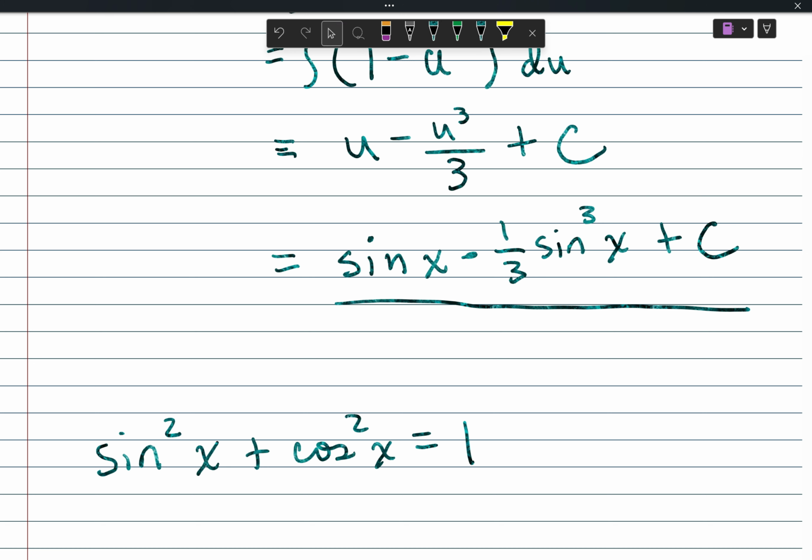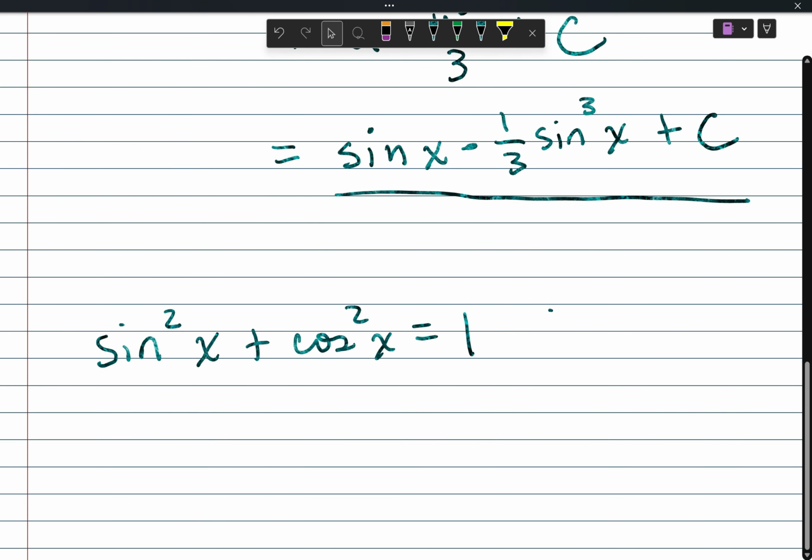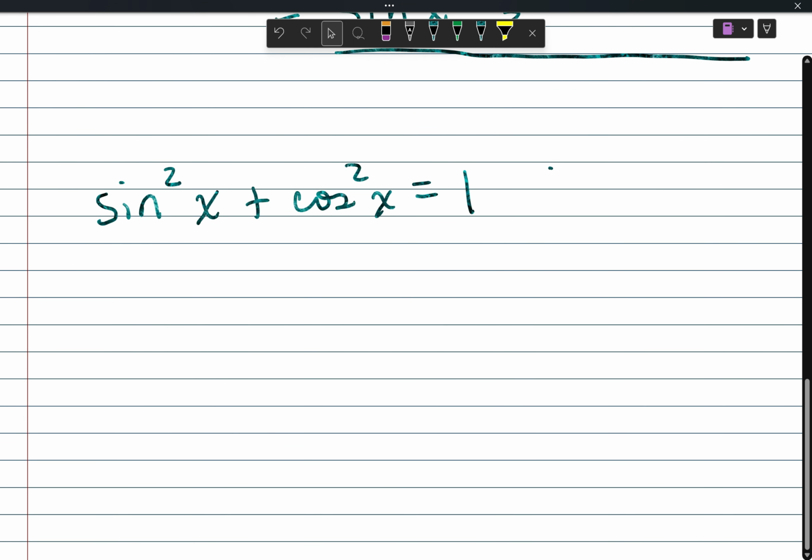Sometimes, if the integrand contains only even powers of both sine and cosine, then there might be a problem. That strategy fails a little bit. So we're going to have to take advantage of other identities we know. Do you remember this one?